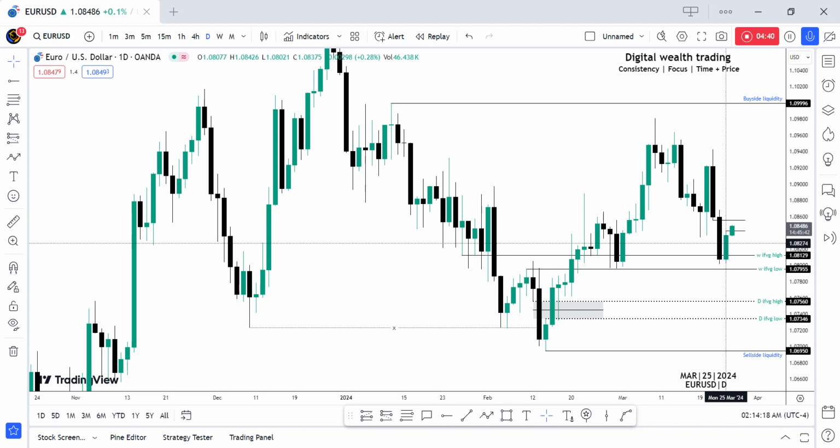Now, the Euro US dollar daily candle for Monday, 25th March 2024, delivered higher as anticipated from Friday's price projection and the weekly market review.